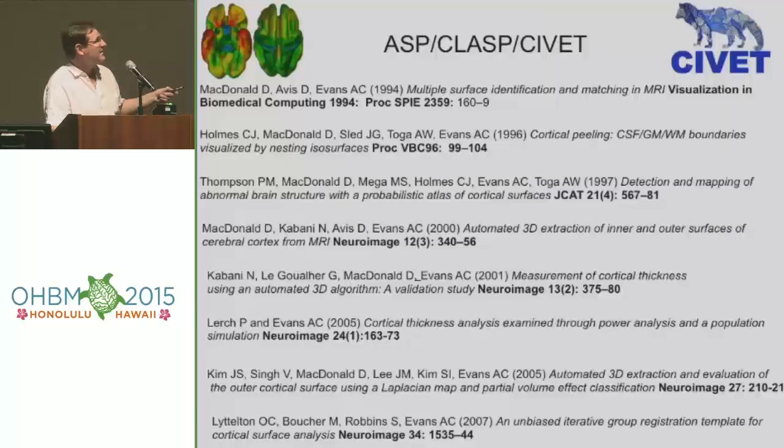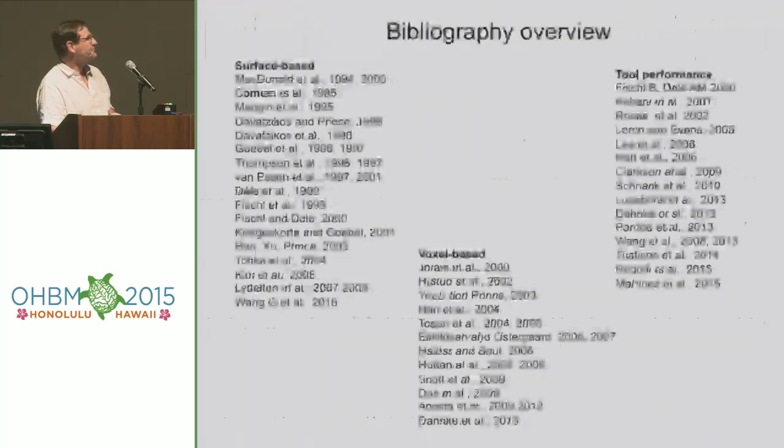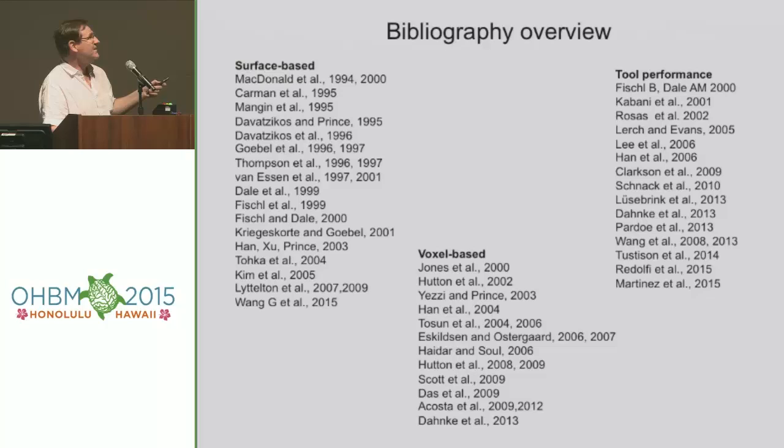In parallel, my group in Montreal was developing the same package. It was originally called ASP, and it was developed further with constrained Laplacian constraints to be called CLASP, which was then incorporated into a fully automated pipeline known as CIVET. These are all there for you to read at your leisure in the write-up. And over the last 10 years or so, there's been an absolute explosion of surface-based methods, voxel-based methods, and tools to start understanding and comparing these various methods. I can't hope to cover the entire waterfront in this talk, but those are the references for you.